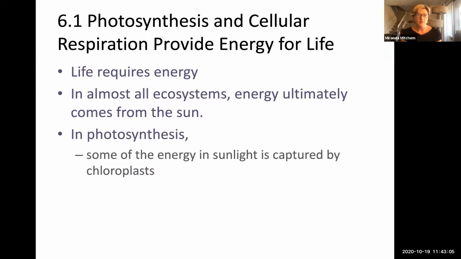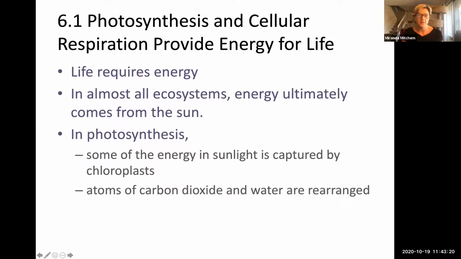So through the process of photosynthesis, some of the energy from that sun is captured in the chloroplast. That is the organelle that a plant uses for photosynthesis. And then the carbon dioxide and water, these are the reactants of photosynthesis, they're rearranged to produce sugar and oxygen.